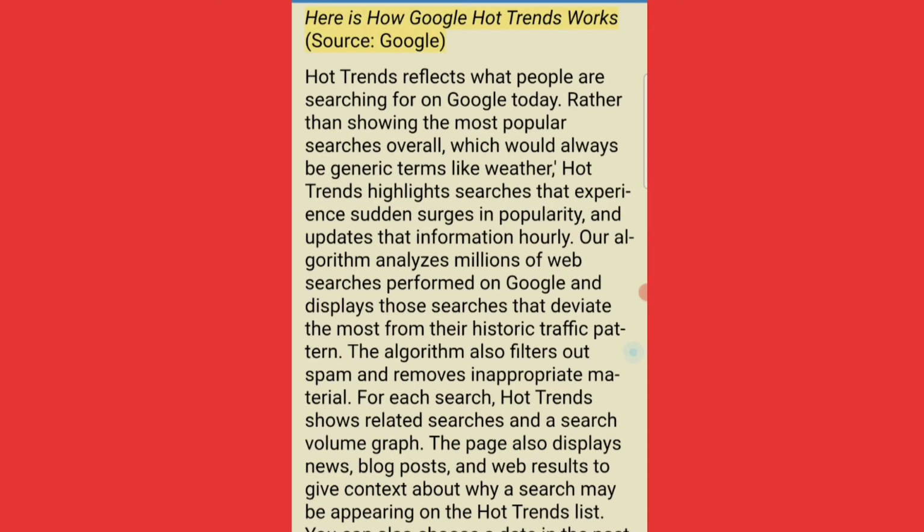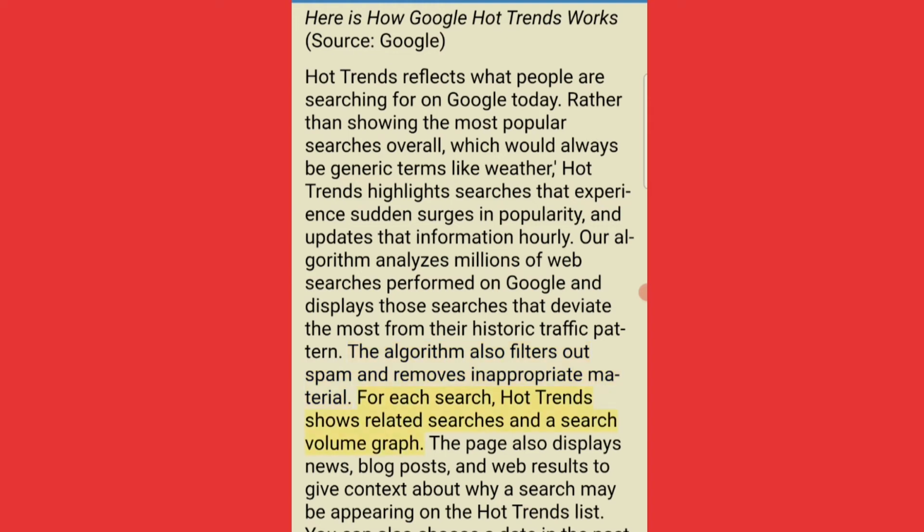Here is how Google Hot Trends works. Source: Google. Hot Trends reflects what people are searching for on Google today. Rather than showing the most popular searches overall, which would always be generic terms like weather, Hot Trends highlights searches that experience sudden surges in popularity, and updates that information hourly. Our algorithm analyzes millions of web searches performed on Google and displays those searches that deviate the most from their historic traffic pattern. The algorithm also filters out spam and removes inappropriate material.